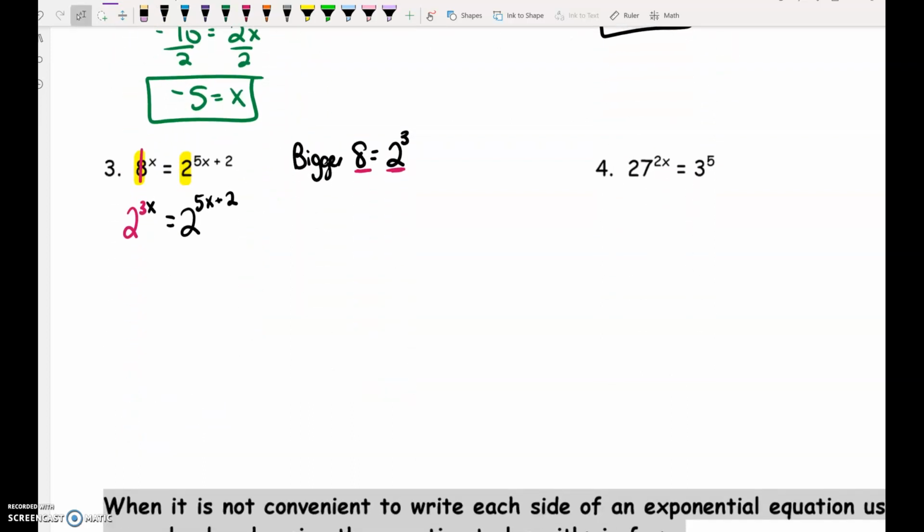Now we've taken this and we've rewritten it in a way so that 2 and 2 are the same. So now we can do 3x equals 5x plus 2. Okay. We can subtract 5x on both sides.